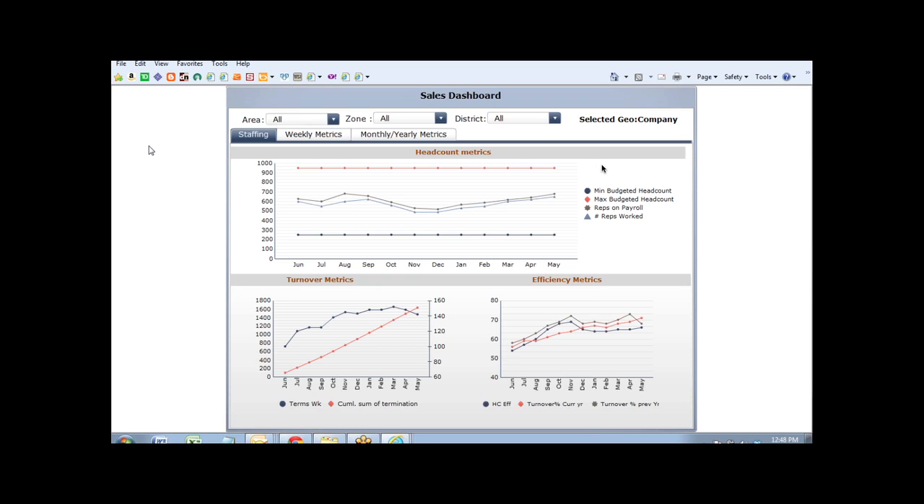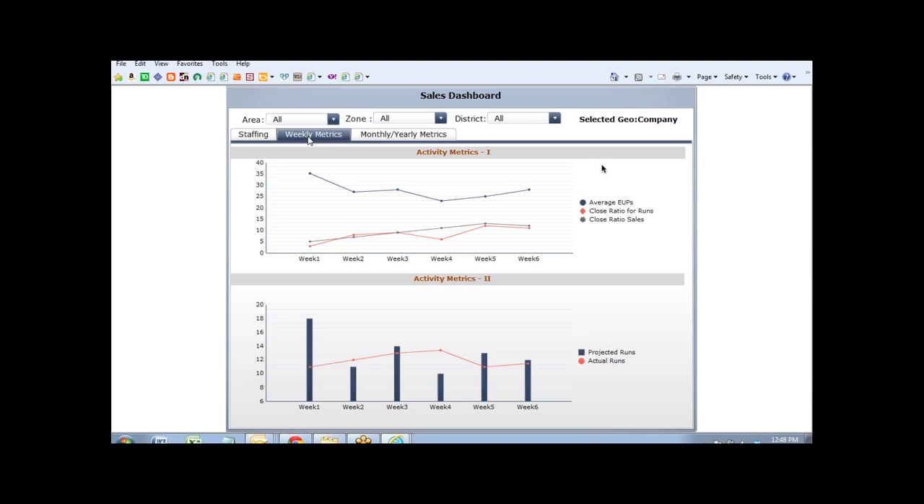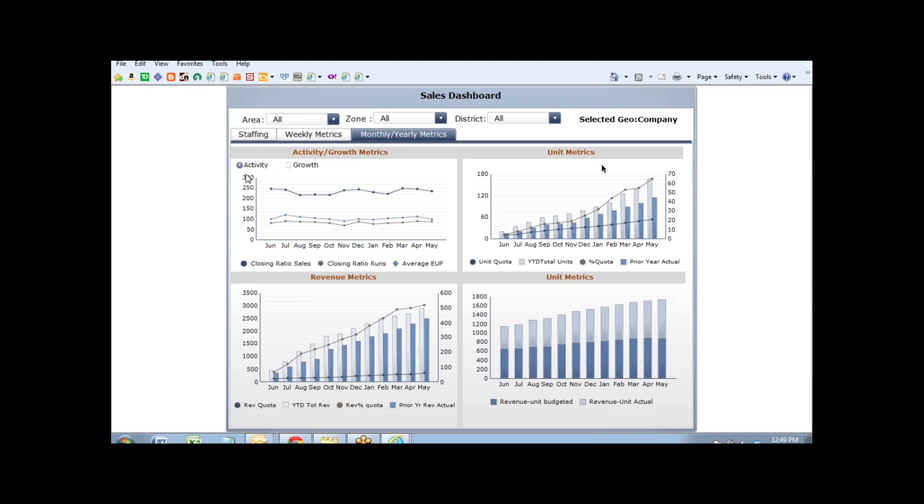You can look at the overall area indicators by the zone, district. Look at the head count, the weekly metrics or the monthly metrics. Also look at the activity versus the growth and slice it in a number of different ways. You can look at the revenue metrics and see what the quota was, what the year-to-date revenues were, and also the unit metrics, revenue unit budgeted versus the actuals.